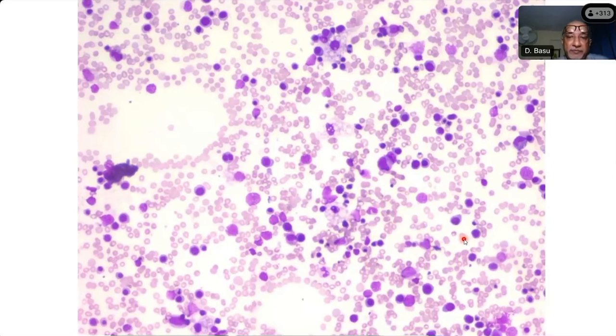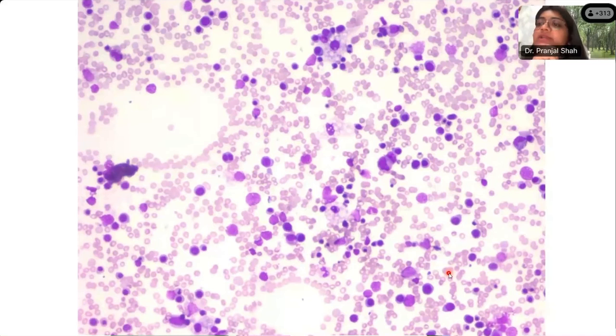Sir, here I can see late normoblast. Yeah, at this magnification, I would rather say normoblast. There are erythroid precursors, right? Plenty of them. Yes, I can see some in small clusters here and there.